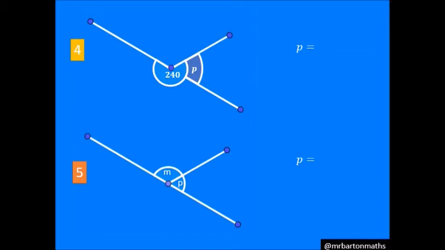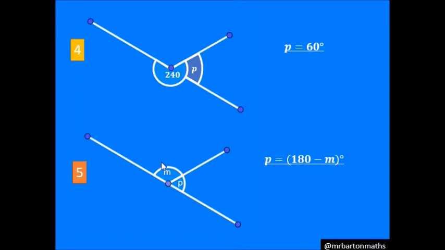Question 4 and question 5. For question 4, what we should do is recognise that this 240 is a straight line plus a little bit extra. So 180 plus P is equal to 240. So if we take 180 away from both sides of our equation, we end up with P equals 60 degrees.